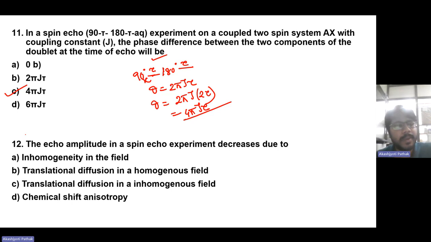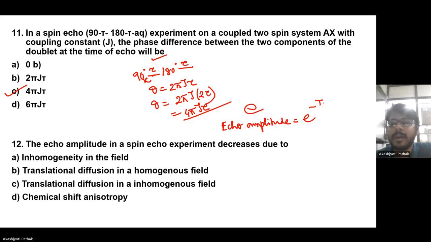You can also try question number 12. The echo amplitude in a spin echo experiment decreases due to what? We just now discussed that the echo amplitude is given by e to the power minus tau by T2. Why does this echo amplitude decrease?